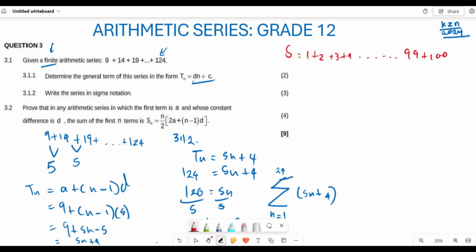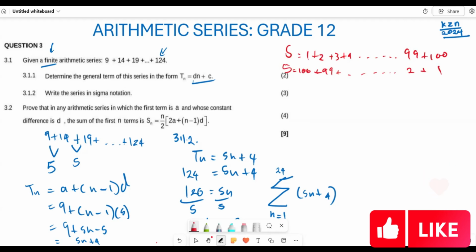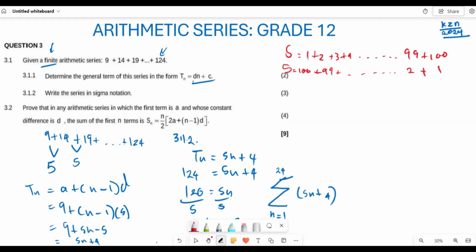Now I want you to look at something. Remember, in the same numbers, let's say now I write another expression, the sum of numbers. However, now I am starting backward, which means I'm starting from 100. This is going to be 100 plus 99, continuing up until, now I'm ending with 2 and then 1. Can you see what I did here? I just simply wrote this expression backward.